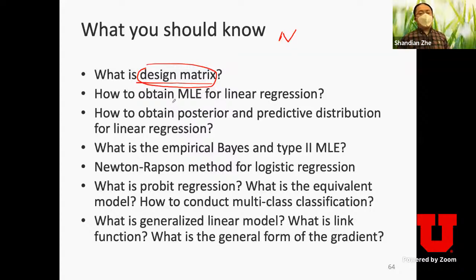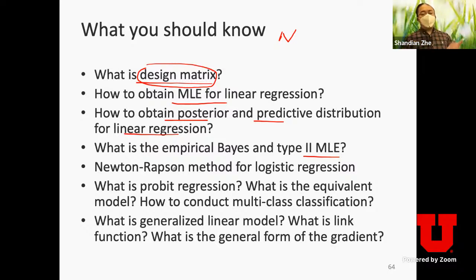And how to obtain MLE for linear regression, and how to obtain the posterior and predictive distribution for linear regression, because if you have a Gaussian likelihood, it is easy to derive the posterior distribution and predictive distribution. But for the classification case, it's not that easy. That's why in the classification case, we first introduced how to perform MLE. When we talk about posterior inference, we need to leverage some approximate inference method, like variational inference, Laplace approximation, or Markov chain Monte Carlo sampling. And for empirical Bayes and type 2 MLE, as we discussed, associated with the structure of the log model evidence, when we maximize log evidence, we're actually finding the best trade-off between model complexity and data fitting.